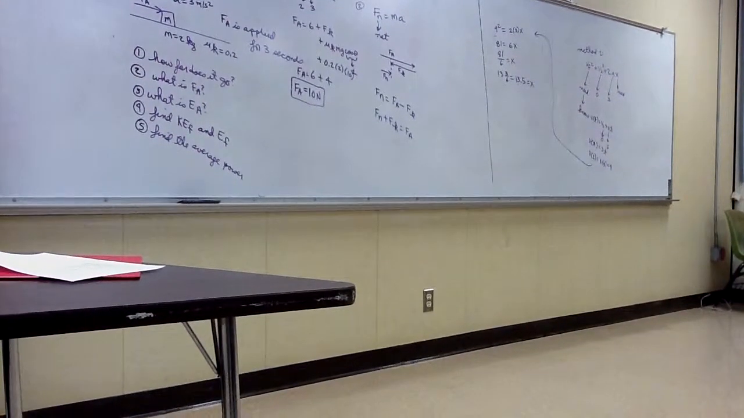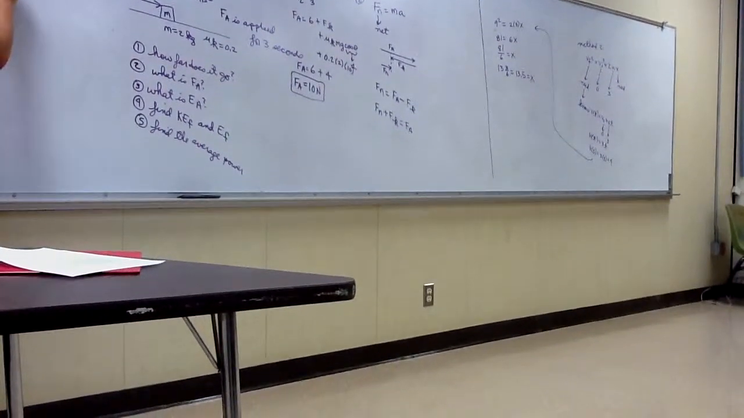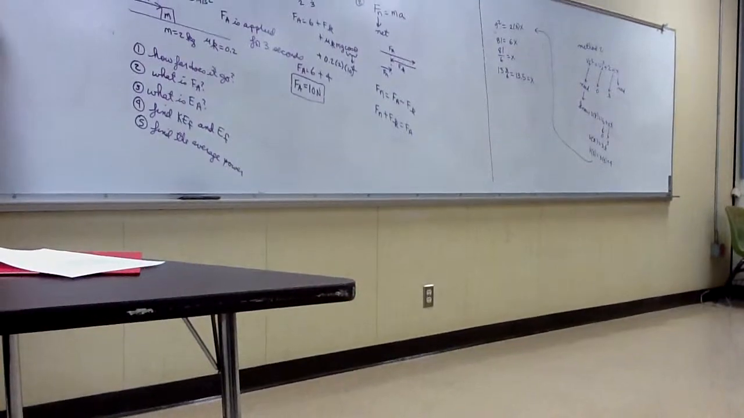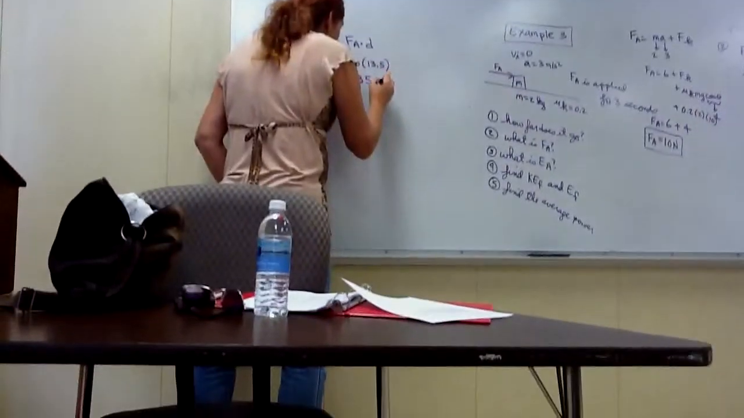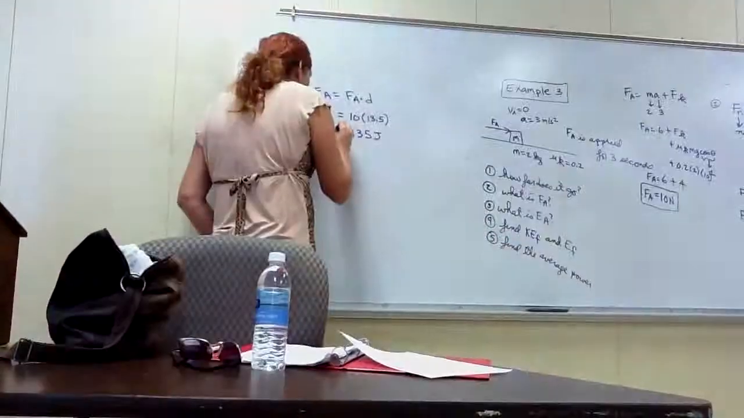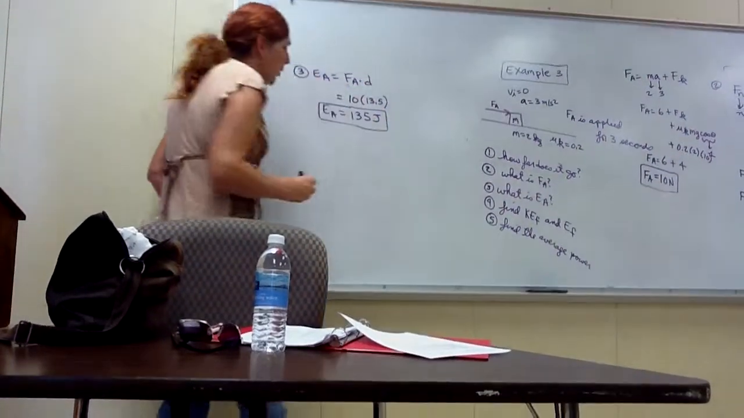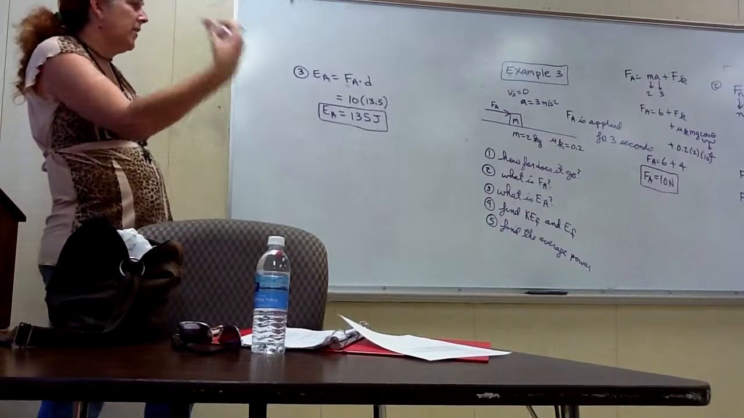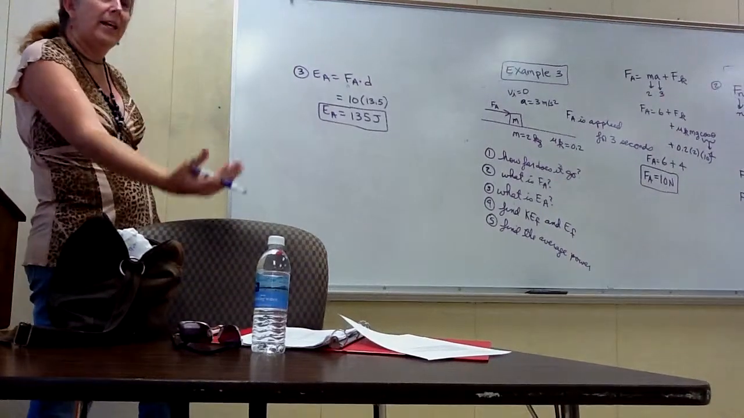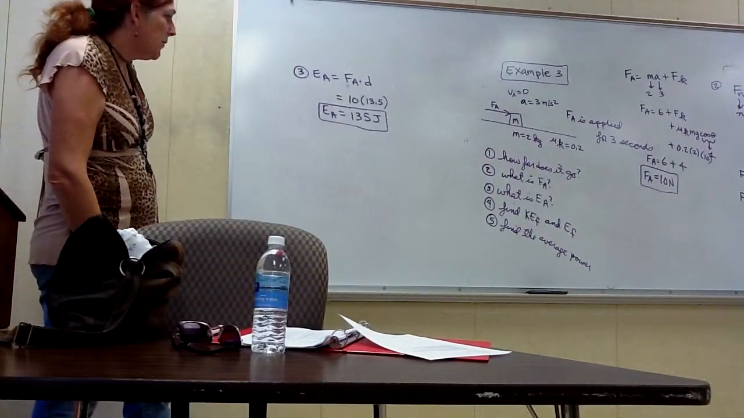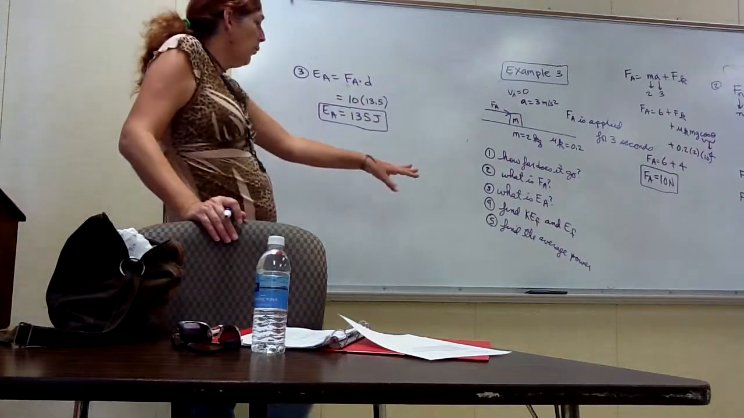Okay, F sub A, so now we just have, very easy to solve, times 13.5. So we have 135 joules. That's the energy of the applied force that it gives to the system. We know part of it is going to overcome friction, and part of it is accelerating the mass, giving it kinetic energy. So we're going to have a way to check 4 and 5.